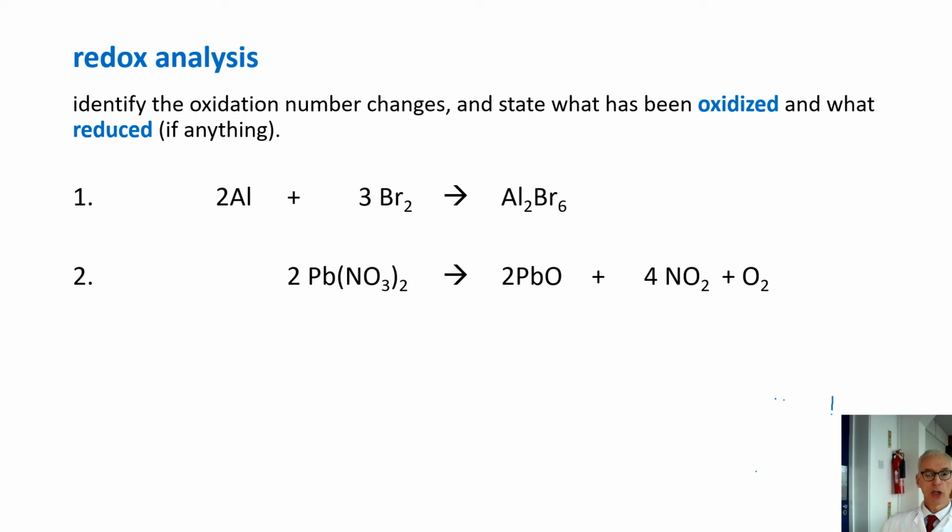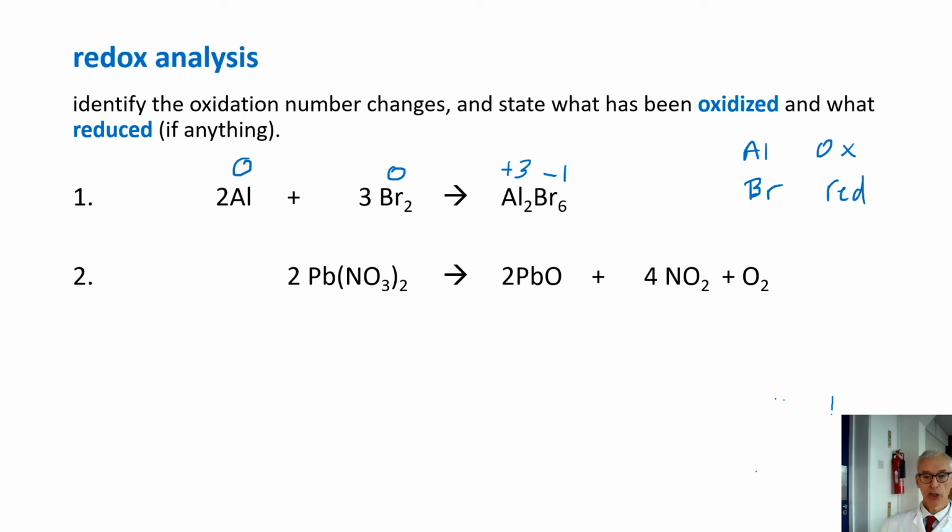Okay, so if I look at equation number 1, aluminium as an element is 0, and in a compound it's +3. Bromine as an element on the left hand side is 0. In a compound where the halogen is the more electronegative element, they have the oxidation number -1. So aluminium has gone from 0 to +3, an increase in oxidation number, that is oxidation. Bromine, on the other hand, has gone from 0 to -1, so that is reduction.